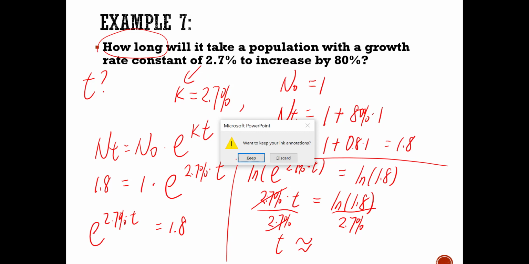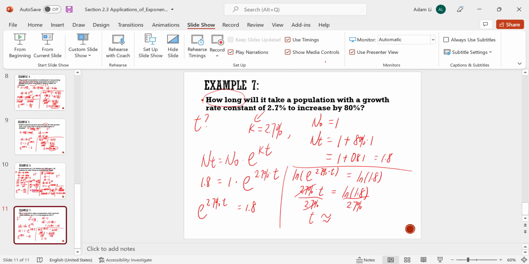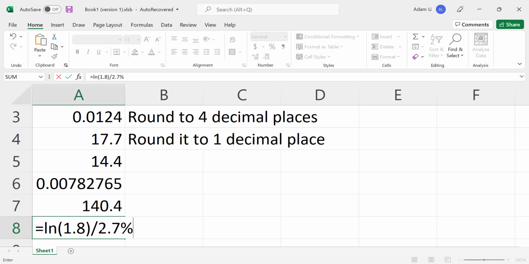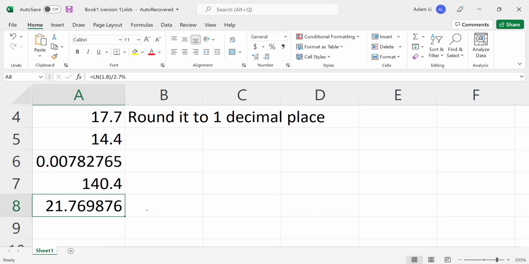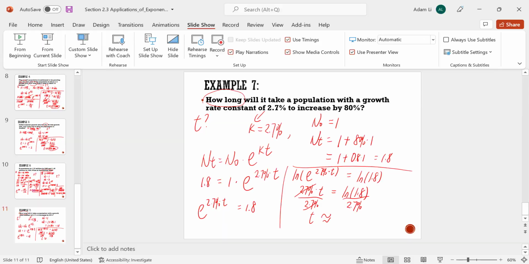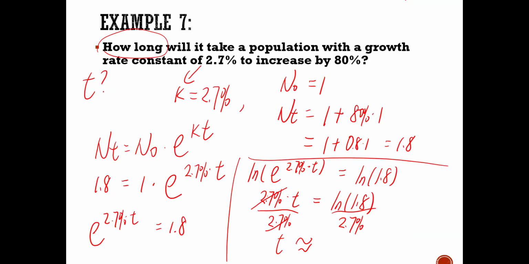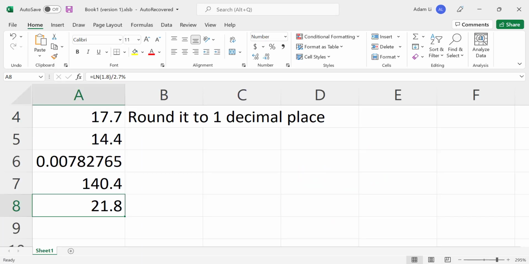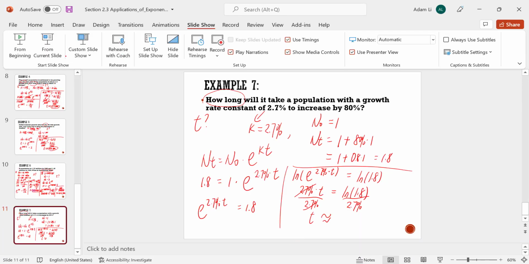One more time, you can use a calculator to do this. Equal to ln of 1.8 divided by 2.7%. You can put in 2.7% directly, that's okay. Even on your calculator, you can do the same thing. We get a result: it's 21.8 years. Run it to 1 decimal place, so it's 21.8 years. That's the final answer.